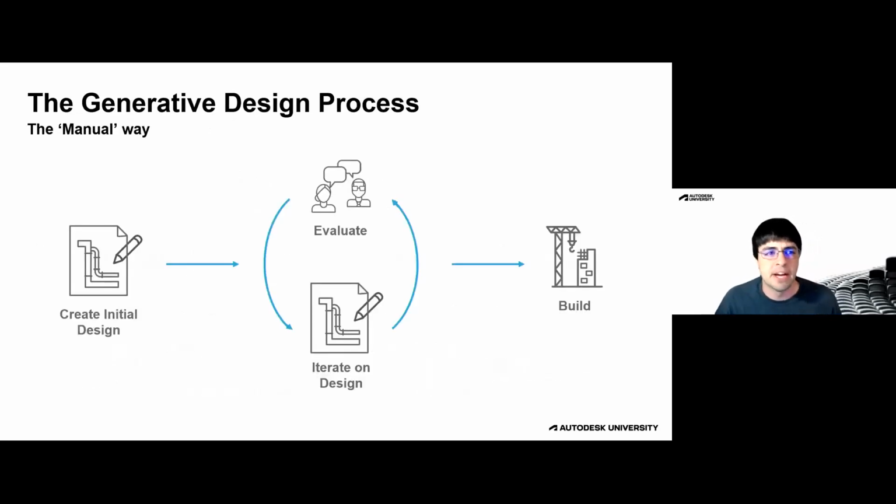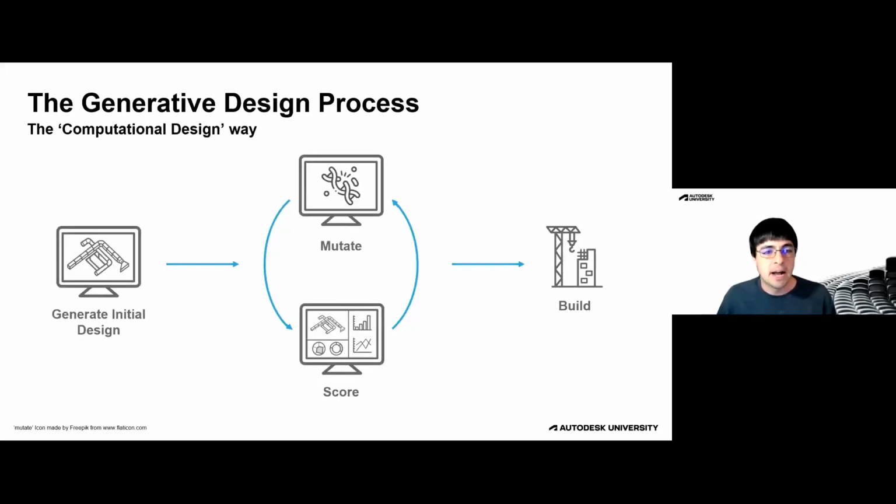So here's a diagram of the manual way. On the left, we create our initial design. I know it's pencil and paper. It's representative. You're doing this in CAD or Revit. Maybe some people still sketch duct layouts first. And then you iterate, you redline, you talk with people, change the design, update the model, and it's a cycle. You keep doing that until it's ready to build.